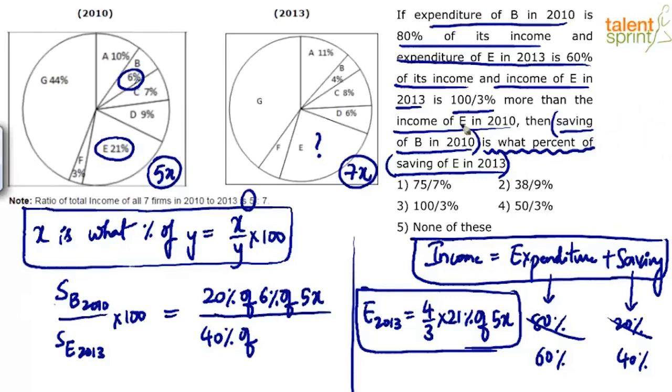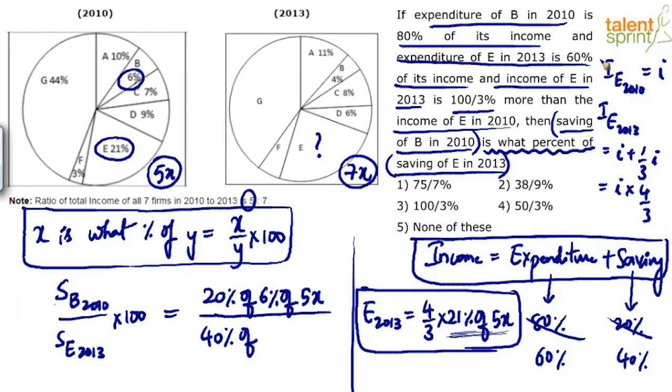Let's assume income of E in 2010 is equal to, let's say, I. According to the question, income of E in 2013 is equal to I plus 1/3 of I. So if you take I common, what do we have? I into 4 by 3. 1 plus 1 by 3 is 4 by 3. So that's exactly what we're doing here: 4 by 3 times of income of E in 2010.